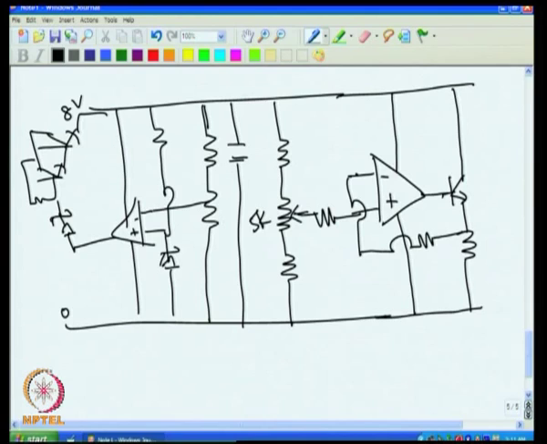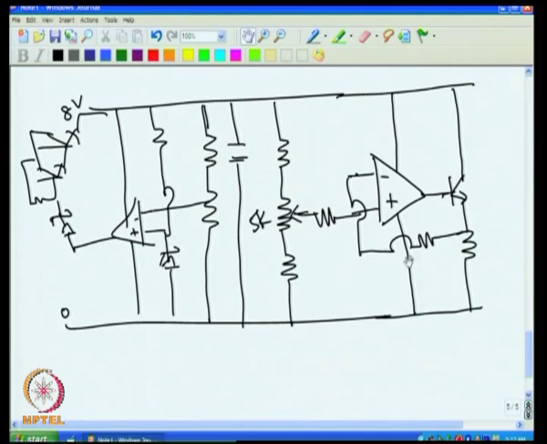Now, whatever current is flowing develops a voltage across this. If more current flows, you'll get more voltage. If the voltage is more, this voltage will come down, and then this current also will come down.